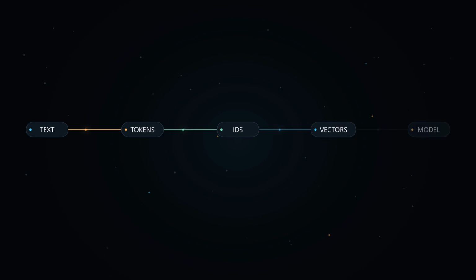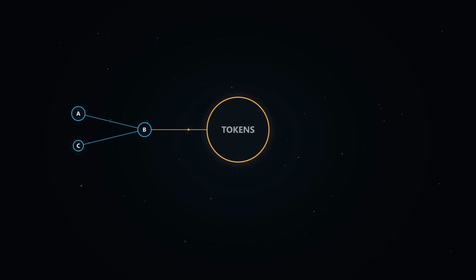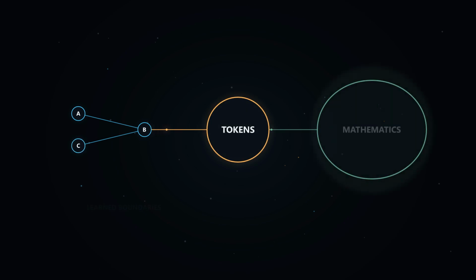Keep the complete pipeline in mind. Text enters a frozen tokenizer. Learned rules create tokens. Vocabulary entries produce IDs. IDs select embeddings. The model transforms those vectors and predicts what comes next. Tokens are the engineered interface between language and mathematics. Their boundaries are learned, their IDs are arbitrary, and their consequences reach through the entire language model.